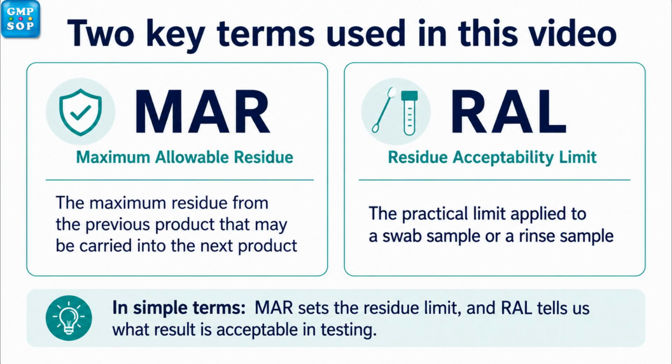The two key terms used in the residue limit calculation are: 1. MAR, which stands for Maximum Allowable Residue. It is the maximum residue allowed to carry over from the previous product into the next product. And 2. RAL, which stands for Residue Acceptability Limit. It is the practical testing limit for swab or rinse samples.